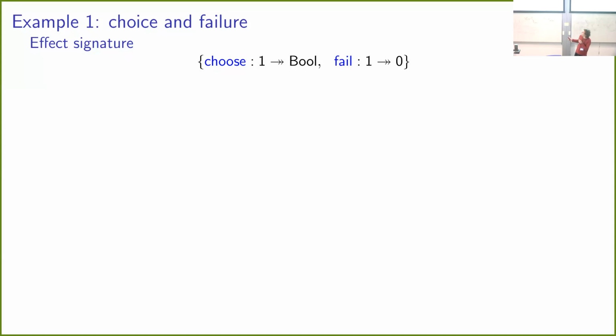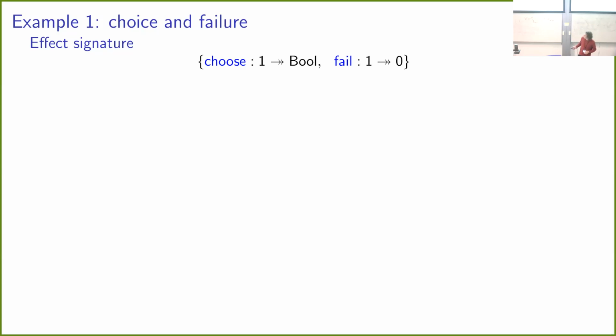Another one, fail, takes unit and returns something of the empty type. It can never actually return a value because there are no values of the empty type. You can think of this one as being like an exception, and choose as giving us a non-deterministic choice. I don't have this on my slides, but algebraic effects are given by a signature like this, along with some equations as well. We don't need the equations here, although if you want to reason about these things, then you do.